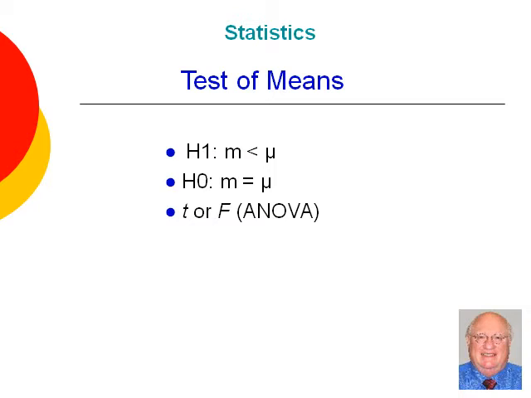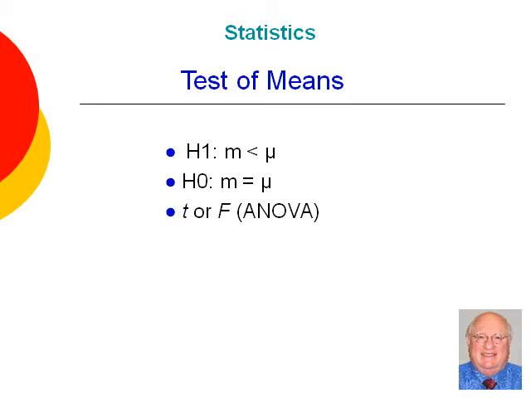Our null hypothesis would be that there is no difference between the mean scores of the two groups in the population. Thus, our statistical procedures will have to be able to detect differences between mean scores. The primary statistical procedures we use for this type of problem are the t-test and the F-test, and the F-test is also called analysis of variance, or ANOVA.